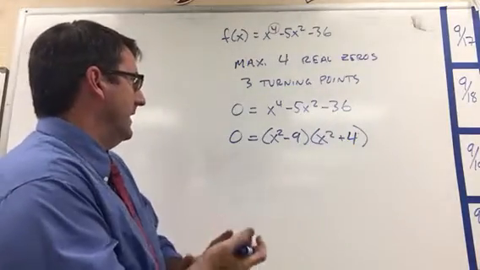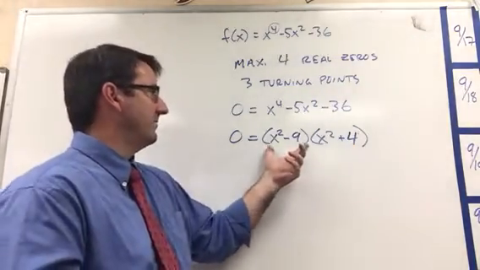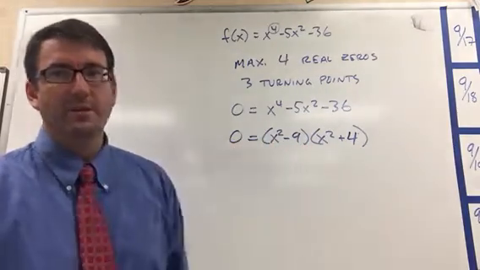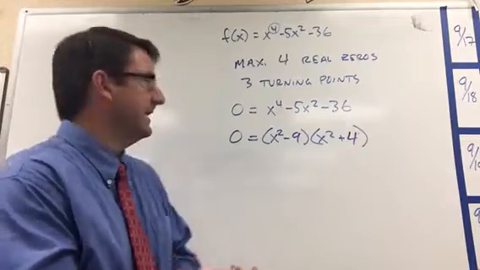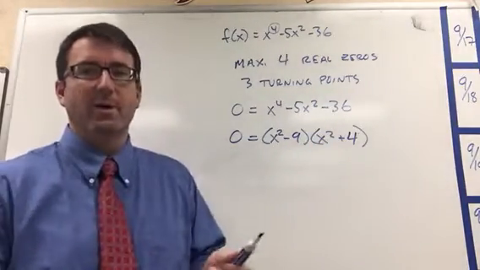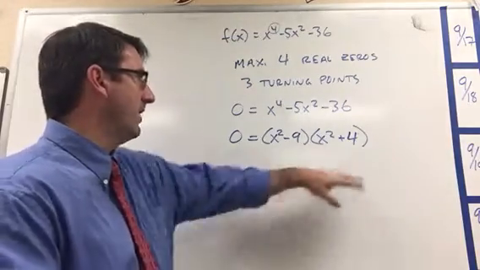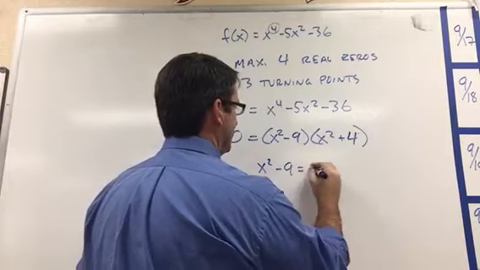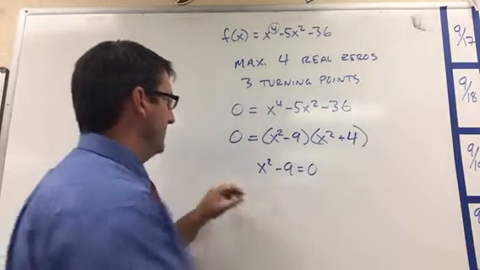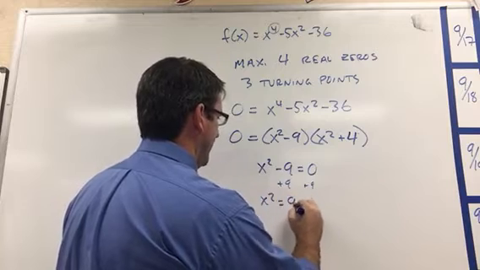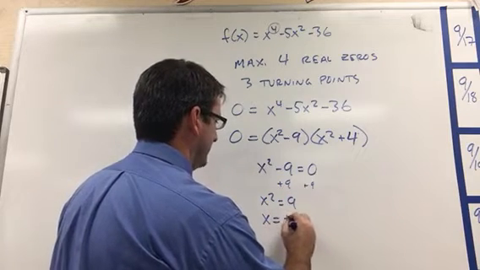All right. So now we have 2 factors that are being multiplied together and they equal 0. So the zero product property tells us that one of these 2 has got to be 0 in order for our product to be 0. So if x squared minus 9 is equal to 0, we can add 9 to both sides. We get x squared is equal to 9, so x is plus or minus 3.